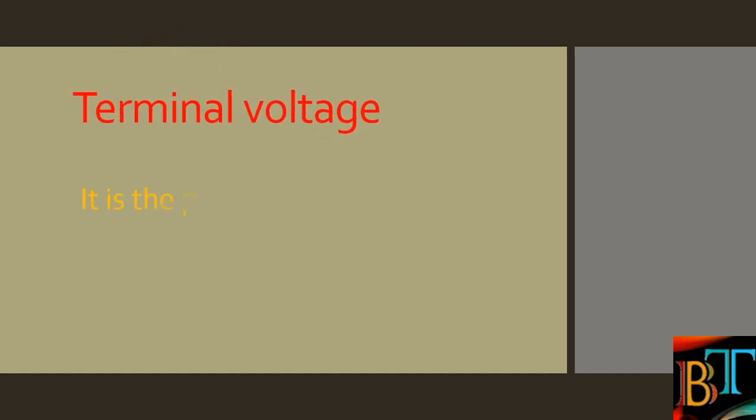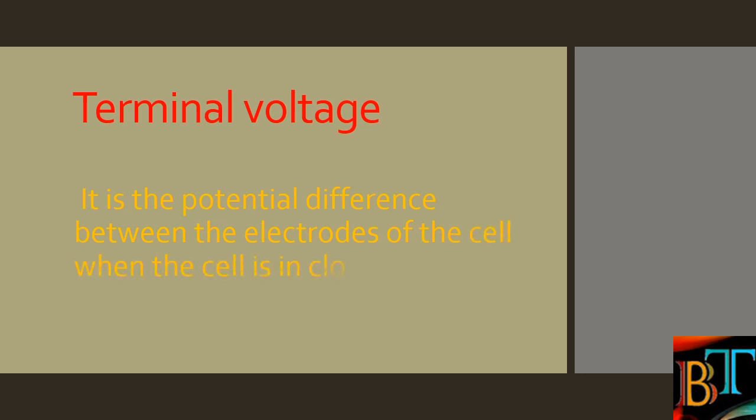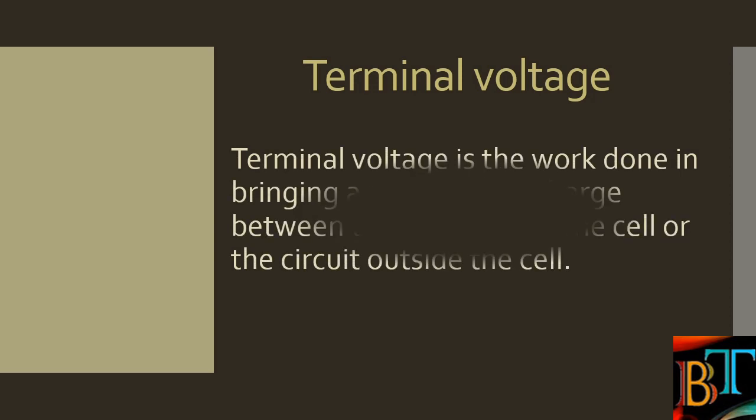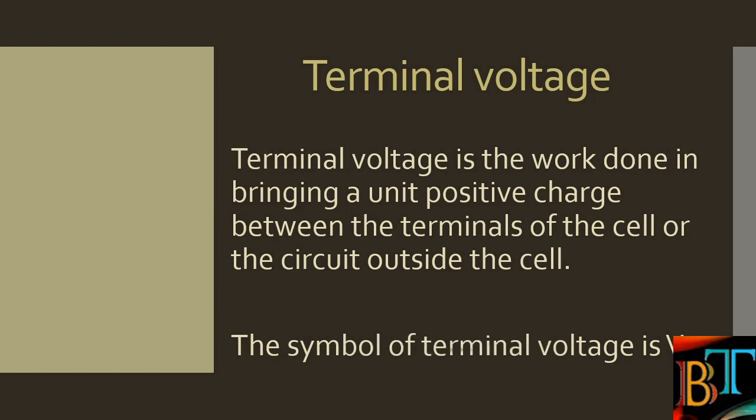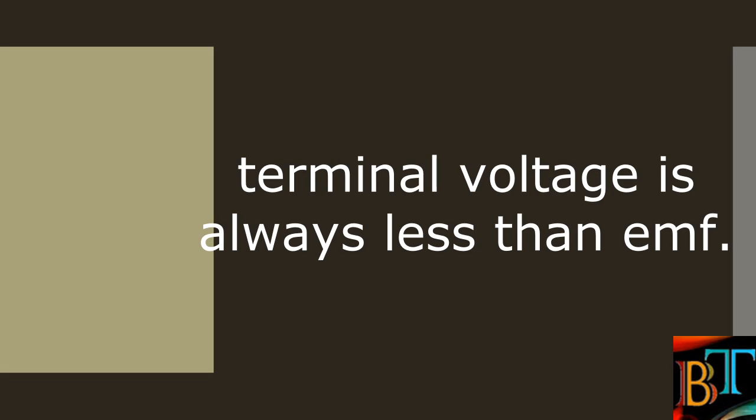So, terminal voltage can be defined as the potential difference between the electrodes of a cell when current is drawn from the cell or when the cell is in closed circuit. So, terminal voltage is the work done in bringing a unit positive charge between the terminals of a cell or through the circuit outside the cell. The symbol for terminal voltage is capital V. From this, it is clear that the terminal voltage of a cell is always less than EMF.